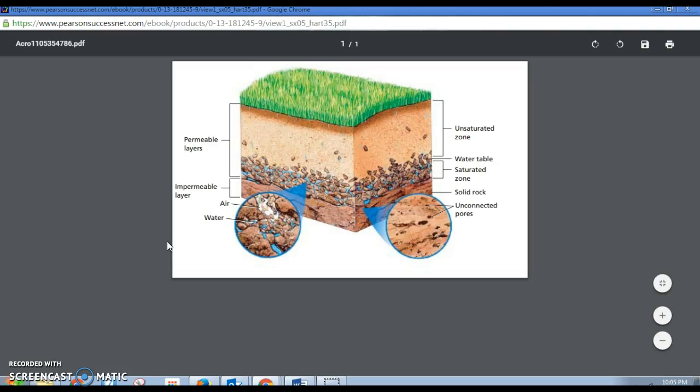And clay and granite are impermeable because water cannot pass through them easily. And we come back to our picture here, where you can see that these are the permeable layers like sand, and then below that is this impermeable layer where it's very thick, maybe clay or granite or rock, where water just can't pass through it. There's no water table below that. The water table is above it.